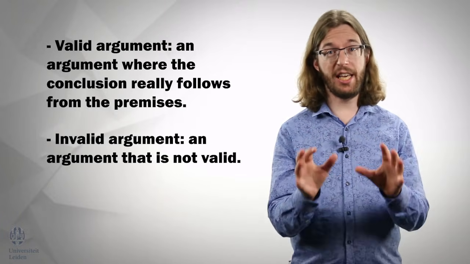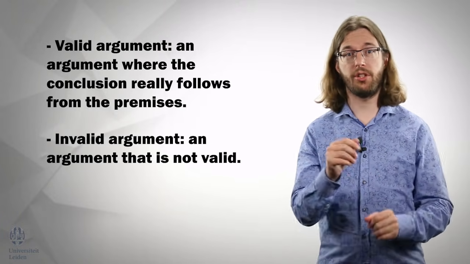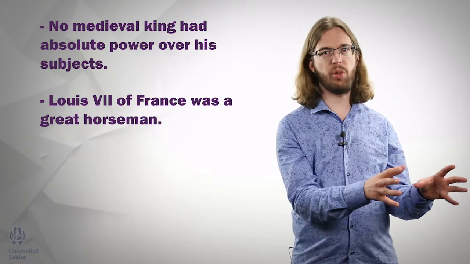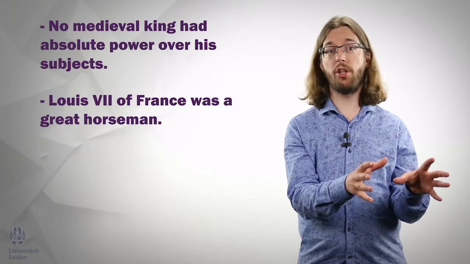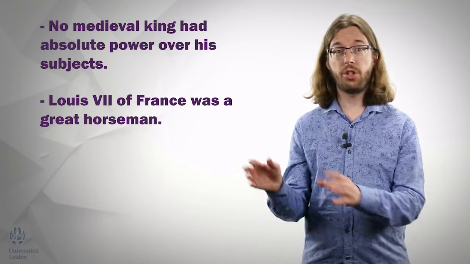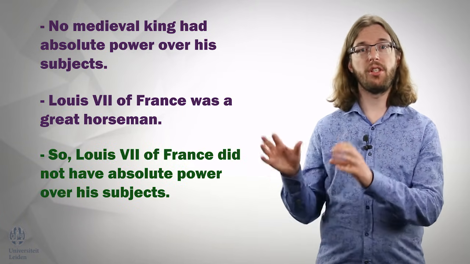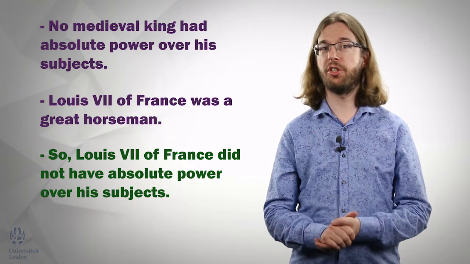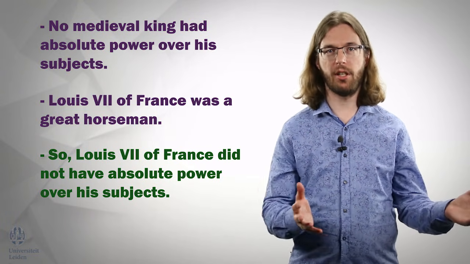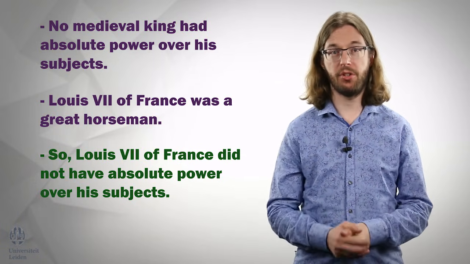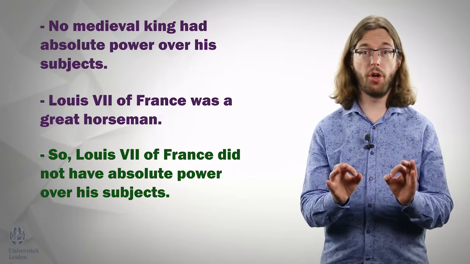As an example of an invalid argument, we can take this. No medieval king had absolute power over his subjects. Louis VII of France was a great horseman. So, Louis VII of France did not have absolute power over his subjects. We just can't draw that conclusion from those premises. So this argument is not valid.